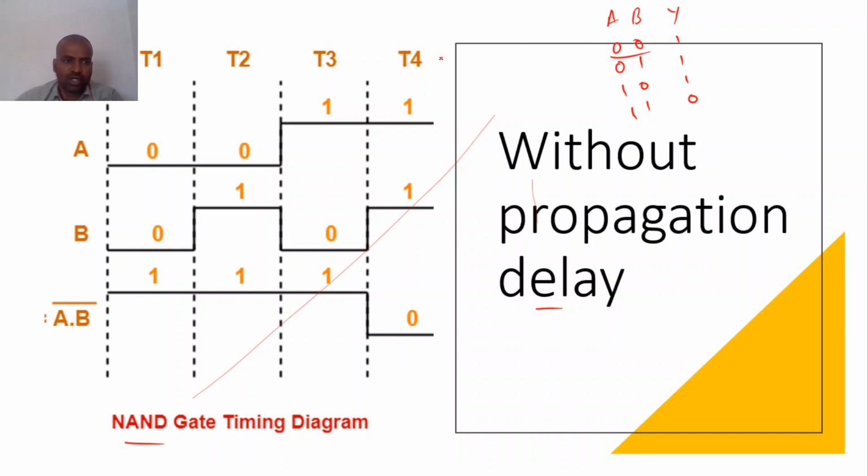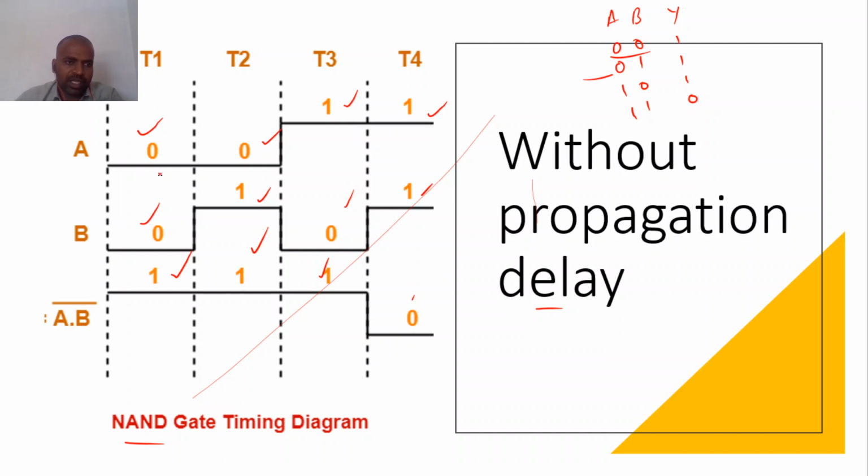So first, A, B are 0, 0. See, A is 0 and B is 0 and Y is 1. Okay, then the second condition, 0, 1, so this is 0, 1 and output is 1. And third condition, 1, 0, and output is 1. And fourth condition, 1, 1, output is 0.